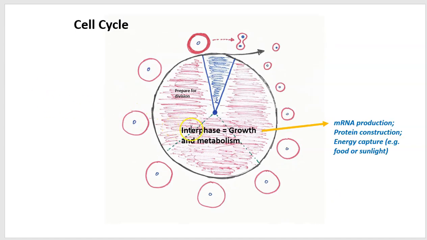We're going to call that interphase. And we can think of what the cell is doing here as growth and metabolism. So to grow and to just live, cells are going to need to make messenger RNA, which are temporary copies, to build proteins. They're going to build the proteins at the ribosomes. They're going to be processing energy, getting energy somehow from their environment, etc.